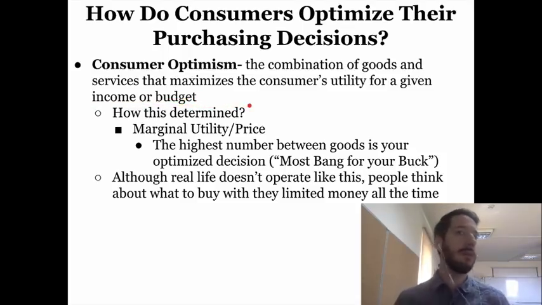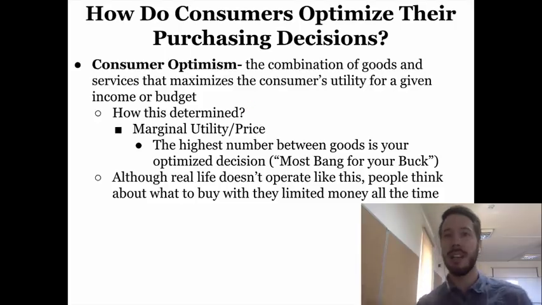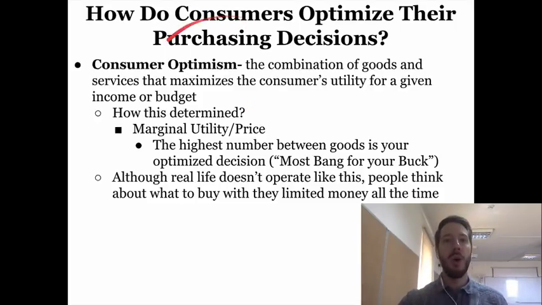You don't have unlimited funds, unlimited resources, unlimited money, unlimited whatever. And so we're looking for something called consumer optimism. Because we have limited resources, what is the proper combination of all the goods and services we could possibly participate in to get the most utility? Now, how do we determine this?